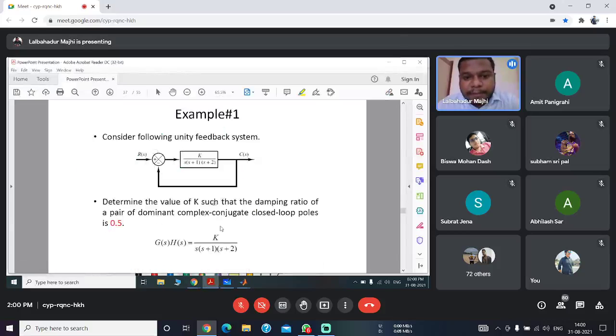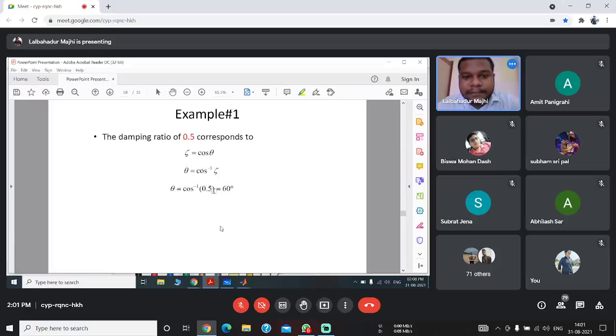So determine the value of K such that the damping ratio of a pair of dominant complex conjugate poles is 0.5. So zeta is 0.5, then zeta equals cos theta. So theta will be cos inverse of this zeta. So we will get the value of theta to be 60 degrees.